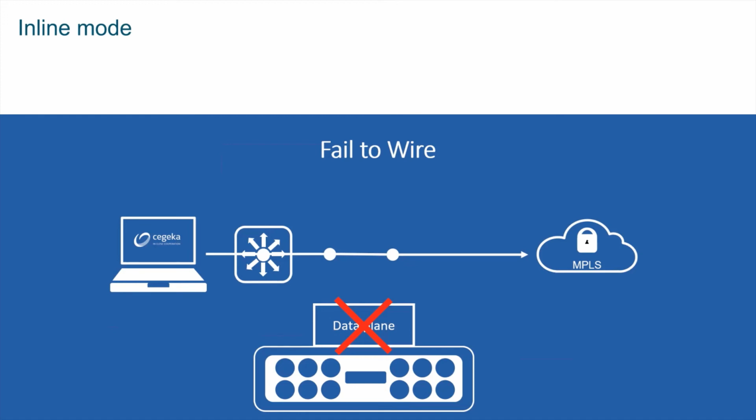So because of the transparency, data still flows through your router towards your safe connection. We have to define what connection is safe and what connection isn't safe, but our MPLS is safe. So data still flows through your MPLS down your path. And in this case, our internet line is shut down because it isn't safe. So do note that if fail to wire acts, your local breakout is also gone.